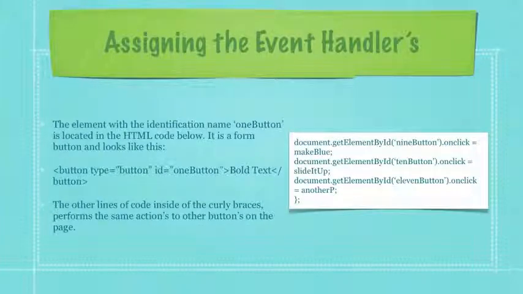The element with the identification name 1button is located in the HTML code below. It is a form button, and you can see it here over at the bulleted items, the second bulleted item down. The other lines of code inside the curly braces perform the same actions to other buttons on that page.